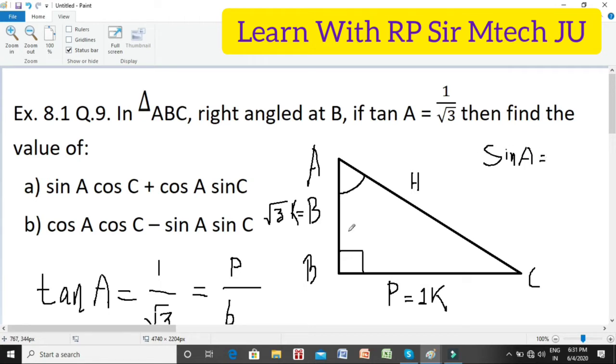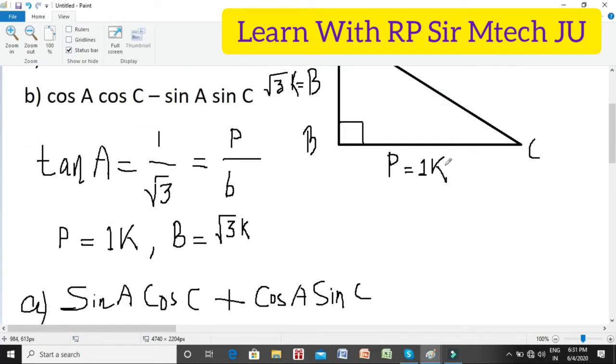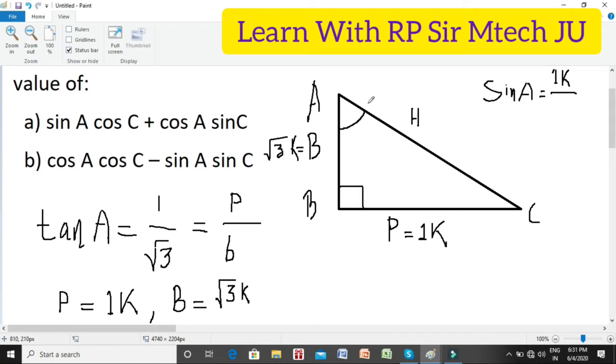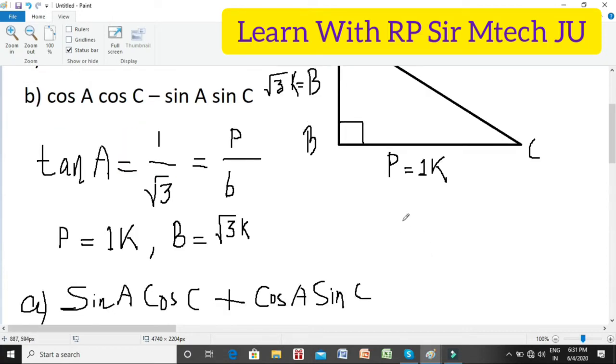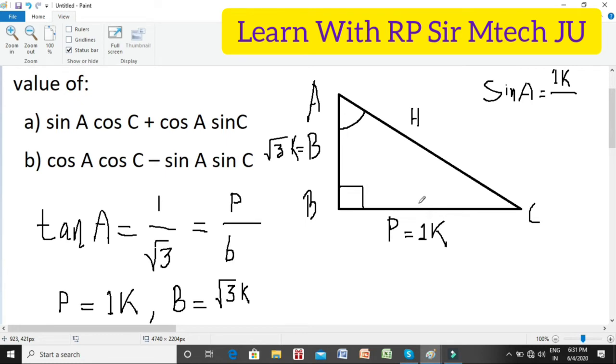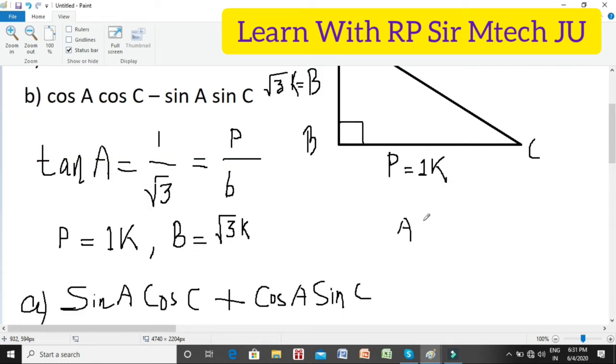Sin A will be perpendicular by hypotenuse, and since this is A, this will be the perpendicular, that is 1k. And what will be the value of the hypotenuse? The first thing that we have to do is figure out the hypotenuse. We know that in this triangle, the hypotenuse square will be equal to the perpendicular square plus base square according to Pythagoras. So AC square will be equal to AB square plus BC square.